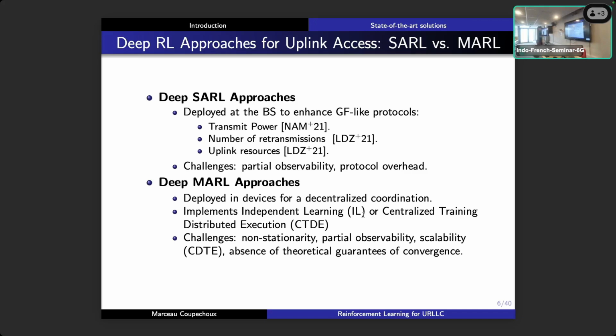And protocol overhead, because the base station has to poll at least devices. So an alternative is to go to multi-agent reinforcement learning. Now you have different agents, different decision makers, it's a little bit like a game. Probably they are deployed in the devices, and every device takes its own decision. Here it can be appealing because it's scalable. You can deploy this kind of solution in a decentralized way, so it is appealing.